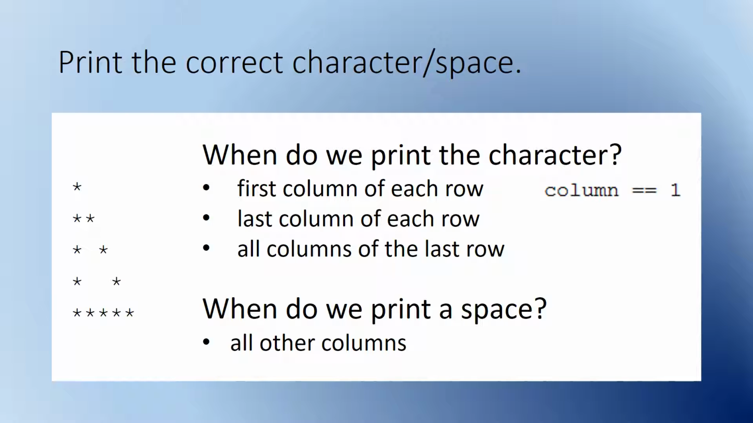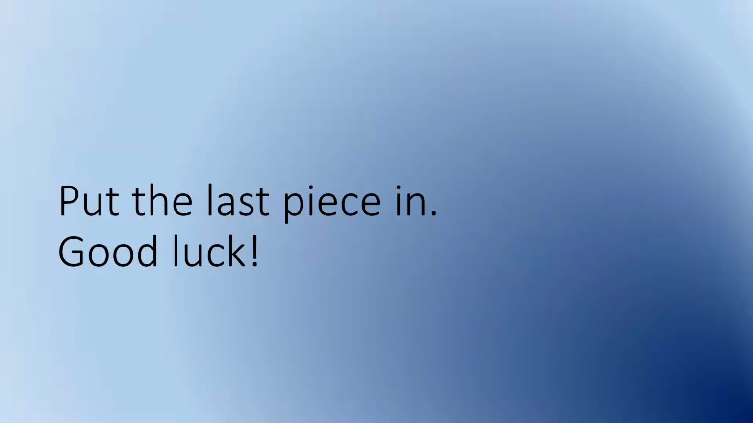So our if statement is going to say if our column equals 1, or the column is the same as the row number, so we're at the end, or if we're printing out the last row, which is equal to the value that was passed in for n. Else, print spaces. I didn't show you the complete if structure inside our nested loop. See if you can figure that out, put it in, and get it all to work. Good luck.